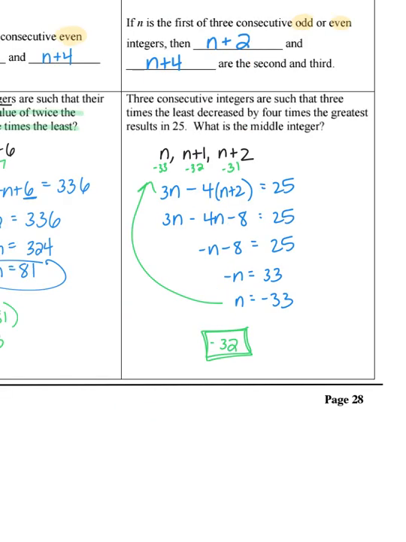Okay, so as you can see from my work here, this time it was consecutive integers, so one after the next. You did not have to hop over to get to evens or odds. It was just one right after the other. So I did n plus 1, and n plus 2. 3 times the least, so 3n, minus 4 times the greatest, which was n plus 2, equaled 25. I solved for n. It was a negative integer. Negative 33 was that first one. Careful, it asked you for the middle integer, so that's why your final answer was negative 32.